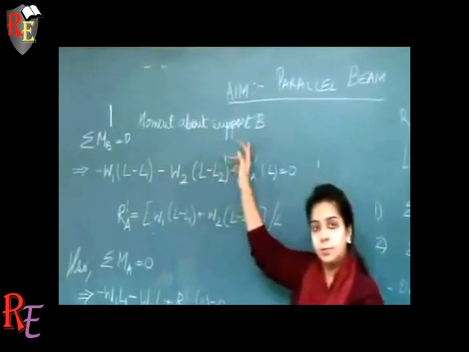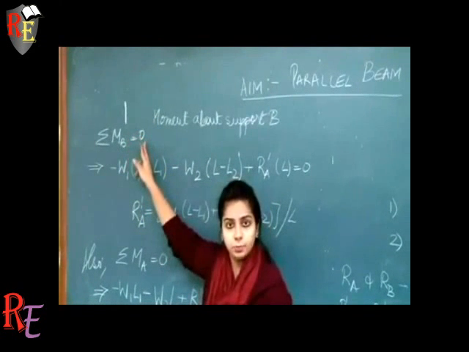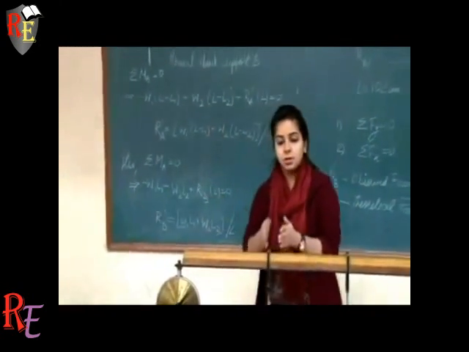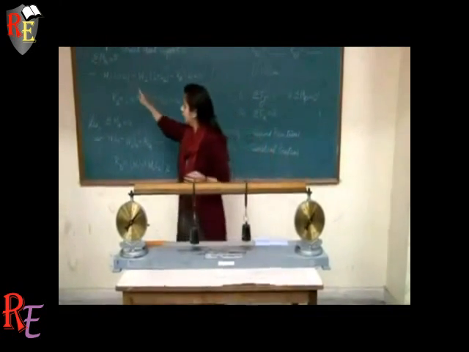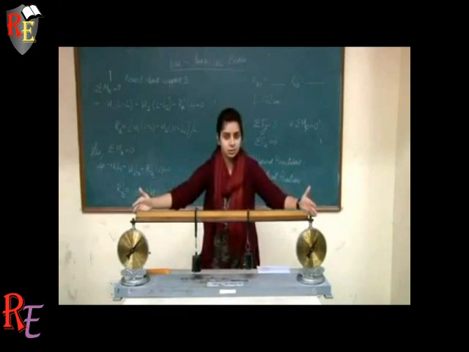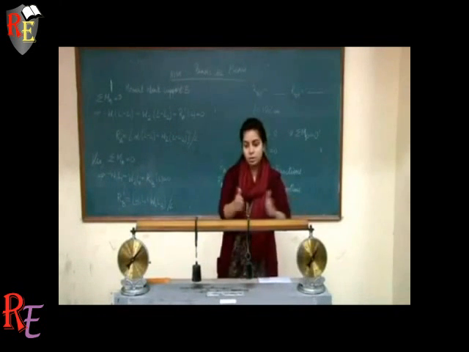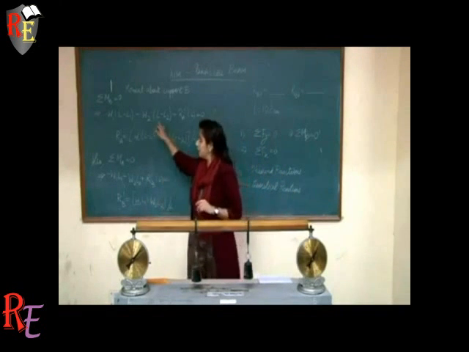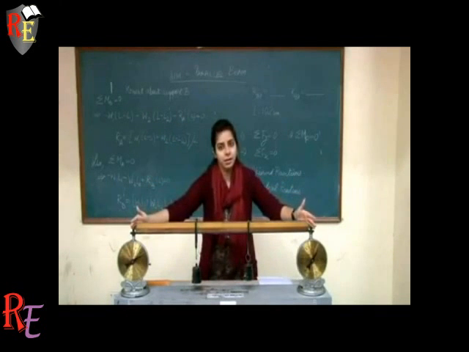So the moment about support B would be summation MB, and we know that the beam is in equilibrium, so it should be equal to 0. Applying these equations, this is your support reaction B. So our equation becomes weight 1 multiplied by the distance from support B, which is equal to L minus L1, since L1 is this distance and L is this distance. Similarly, the second portion, weight 2 multiplied by this distance, which becomes L minus L2, plus reaction RA multiplied by this length L.